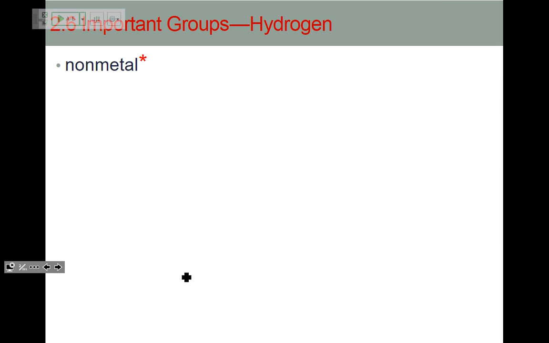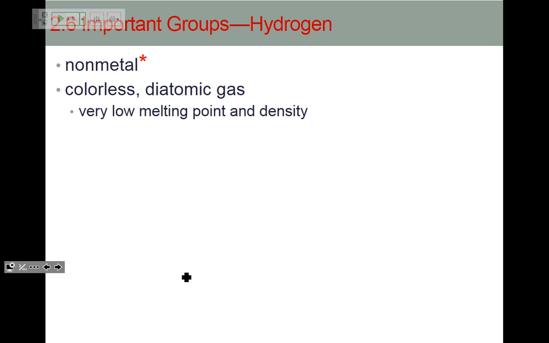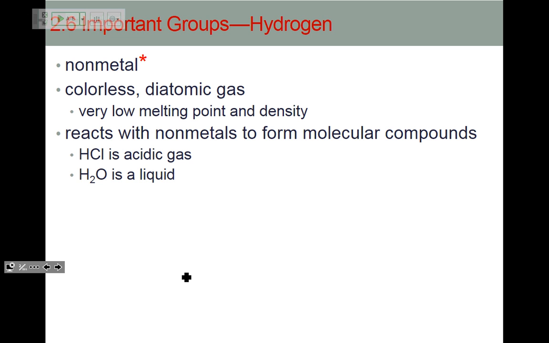So a little bit about some important groups, and we're going to go through this pretty fast because you can read through it. Hydrogen is a nonmetal, and it is listed in group 1A, but it doesn't really belong in group 1A for most cases because it's very different. It can be studied by itself. It's colorless, and in its natural elemental state, it's a diatomic gas, which means it has a hydrogen and a hydrogen bonded together, so two atoms, diatomic. It has a very low melting point and density, of course, because it's a gas at room temperature.